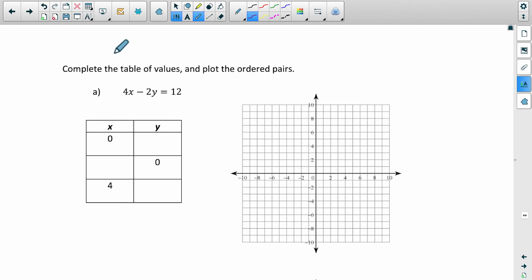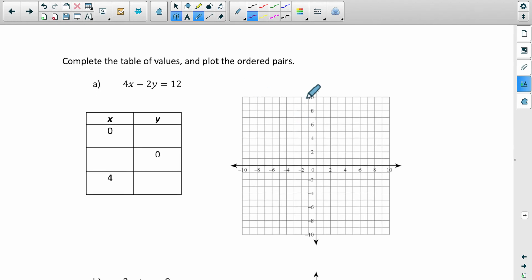All right, moving on. This time we're going to look at tables and graphs. Remember, those are two other ways. We've got our equation. We could talk about it in words: 4 times a number, take away 2 times another number equals 12. So we could do it in words. We could do it in ordered pairs. And we're going to kind of do that once we fill in our table.